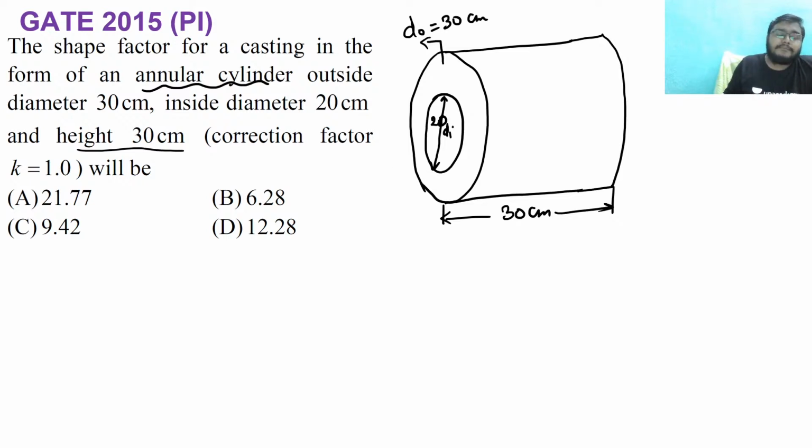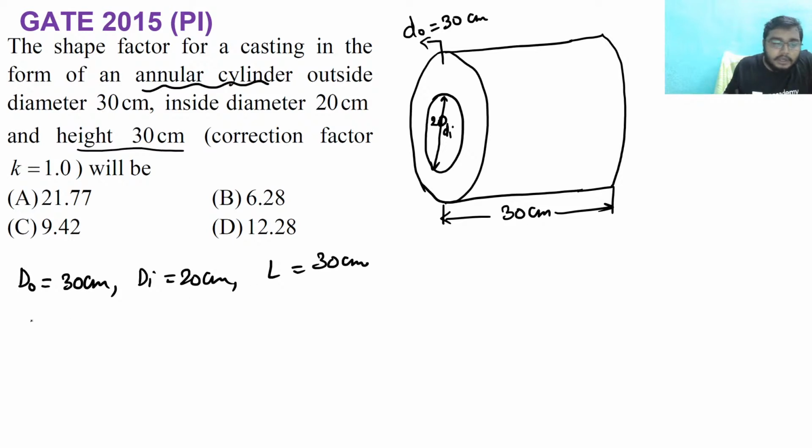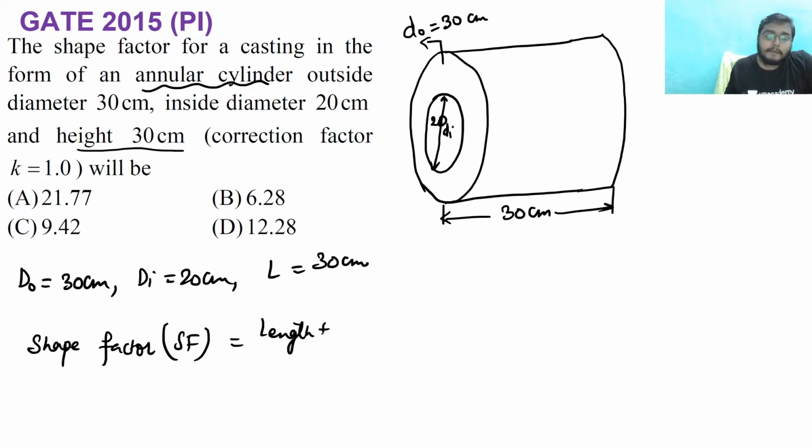What is being asked? Shape factor for a casting in the form of an annular cylinder. Suppose you have been given an annular cylinder, how can you calculate the shape factor? First of all, it is given that the outer diameter is 30 centimeter, the inner diameter is 20 centimeter, and the length is 30 centimeter. Now what is the shape factor, SF? You can calculate the shape factor as length plus width by thickness.